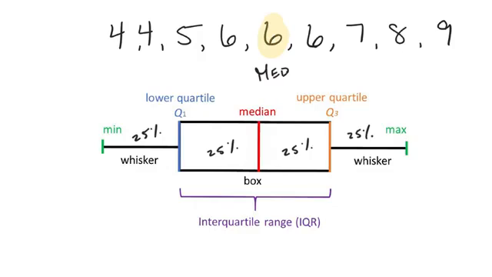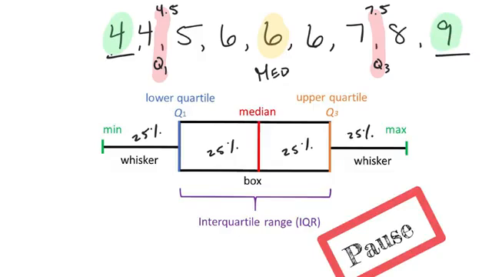Then you find the median of the lower half and the median of the upper half. This is your quartile 1 and quartile 3. Then the minimum and the maximum dots are here to complete your whisker values.